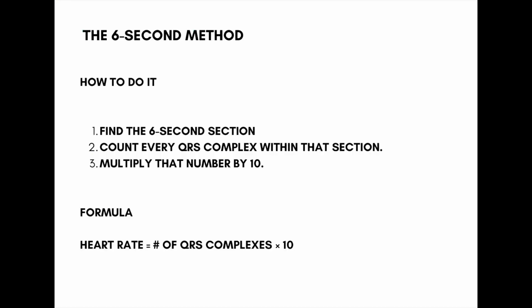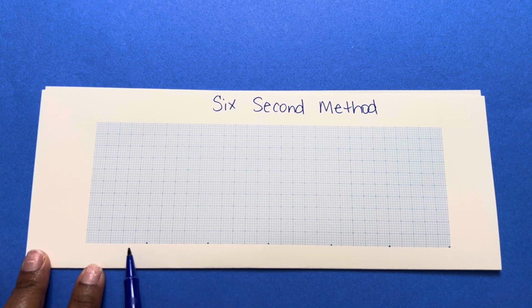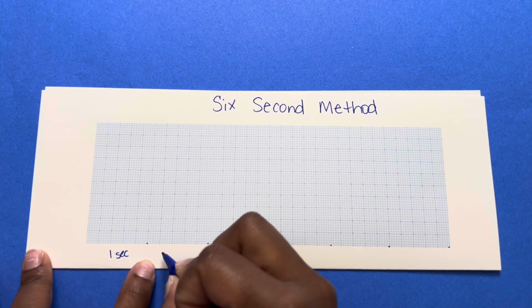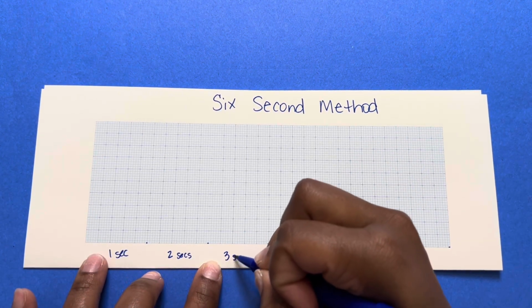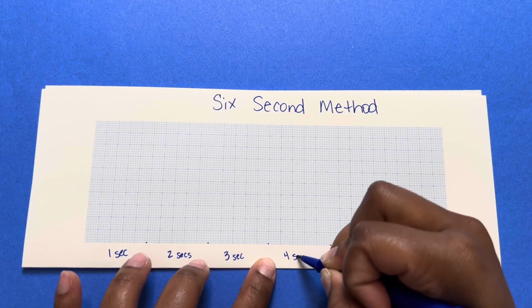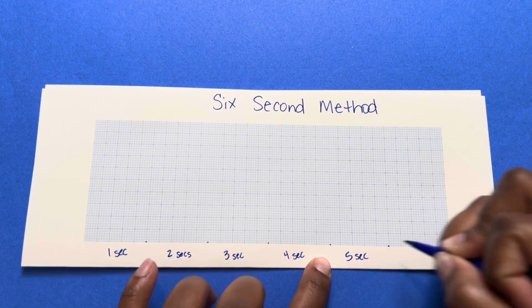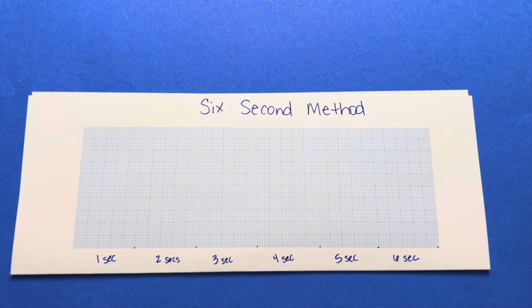Okay, the next method we have is the 6-second method. It's perfect for irregular rhythms. So I took a little bit of time to march out the seconds. So remember, 5 large boxes equals 1 second. So we have 1 second, 2 seconds, 3 seconds, 4 seconds. Sorry, y'all. I'm just writing this real fast. 5 seconds and 6 seconds. All right, so we have a 6 second strip.